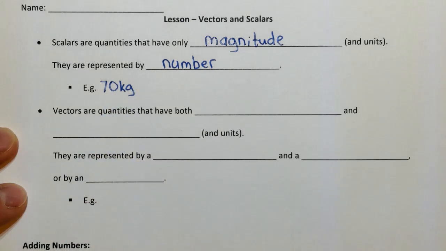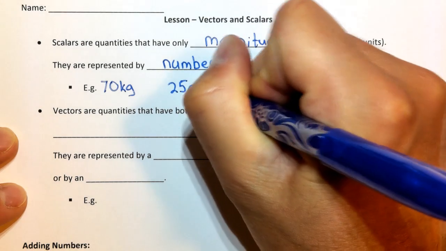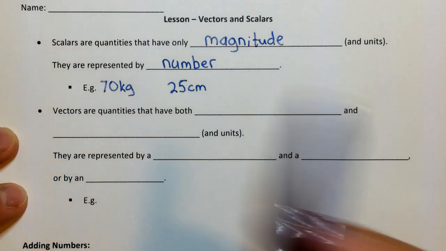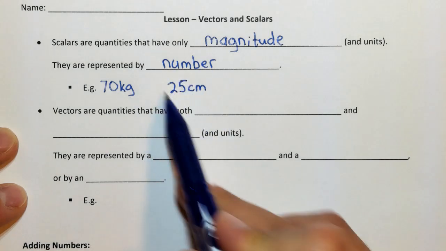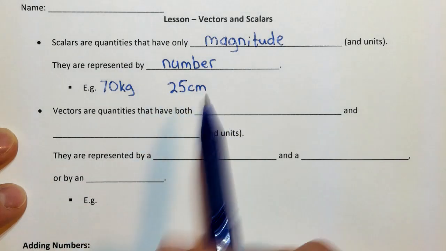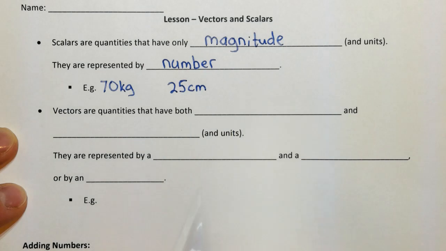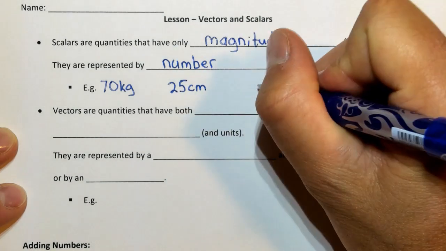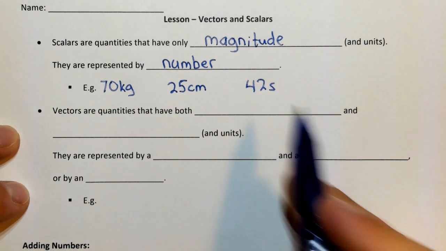You might have measured the distance of a variety of things. Maybe you measured something that was 25 centimeters long. That's another example of a scalar. Distance is a scalar. It just has this number and some units that tells us how much distance is there from one point to another. Another thing you might have measured could be time. You measured maybe how long it took something to happen. Maybe you measured something like 42 seconds. Okay, that's another example of a scalar.